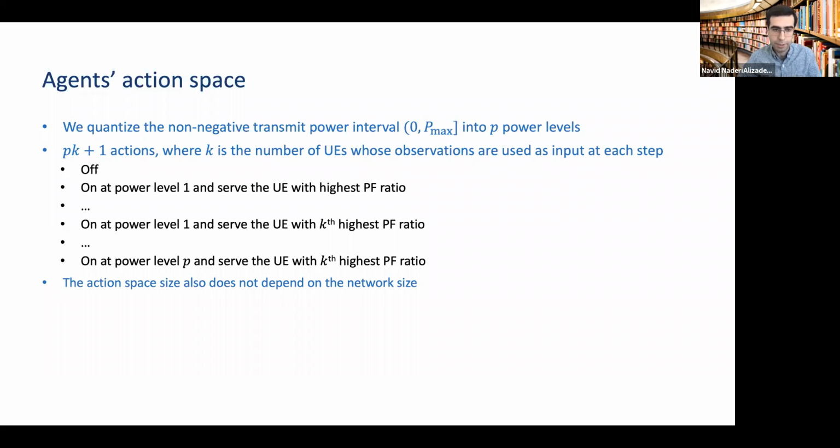You can see P and K do not depend on the actual network size. So the action space size also does not depend on the size of the network, or how many users or access points we have in the network. Observation space and action space, both at the input and output of our agents, are fixed dimensional, and that really helps make this approach scalable in terms of how many agents and how many users we have.